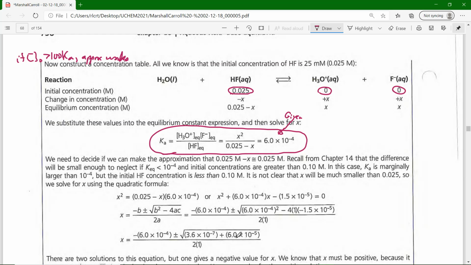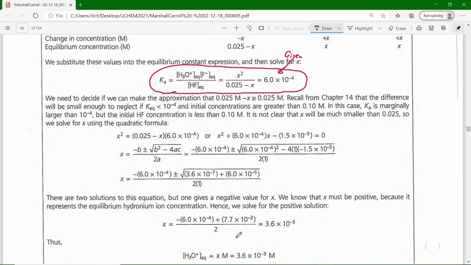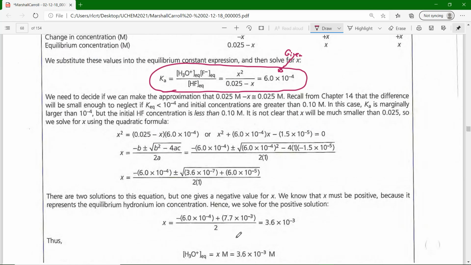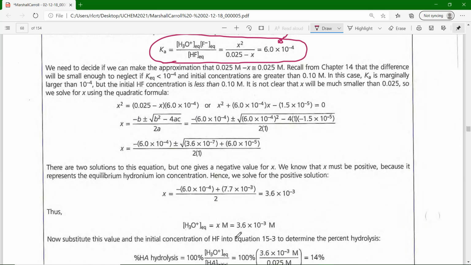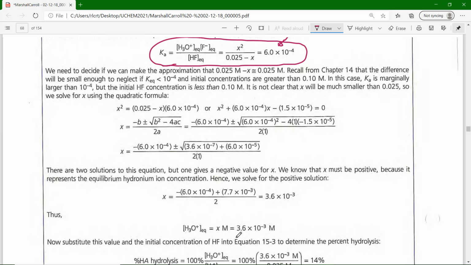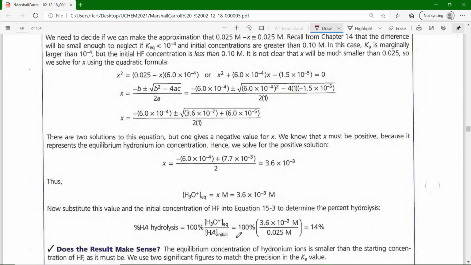One of the roots would give me a negative value for HF. So that wouldn't be physically valid. I mean, it worked for the math, but it doesn't make any sense in terms of the physical conditions of the question. But the other one does, 3.6 by 10 to the minus 3. And so that gives me my X.